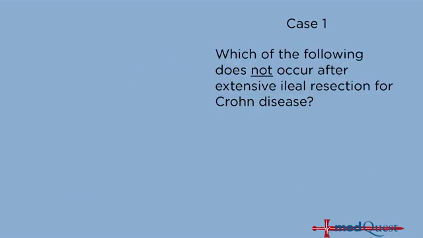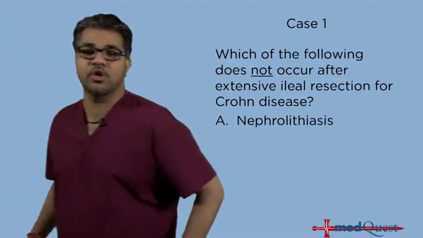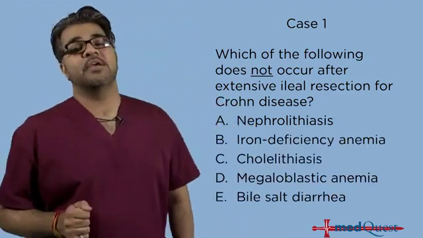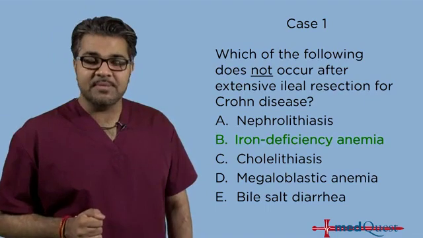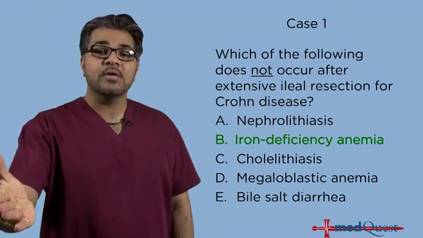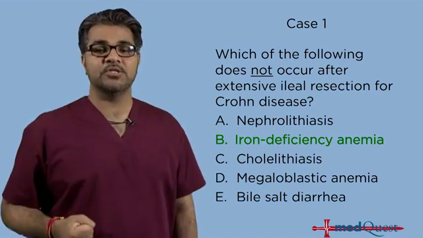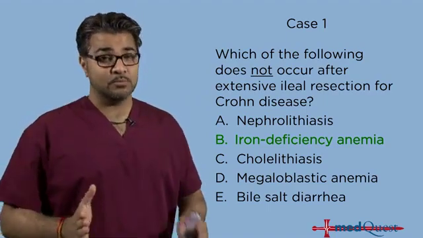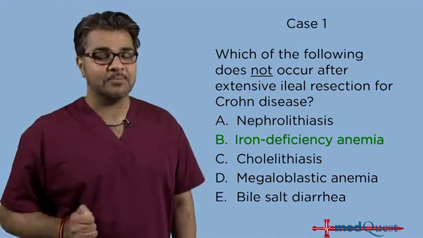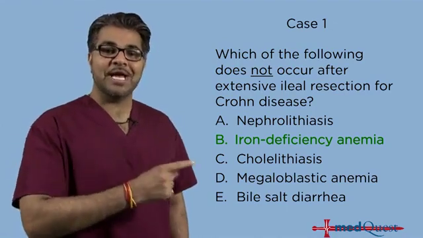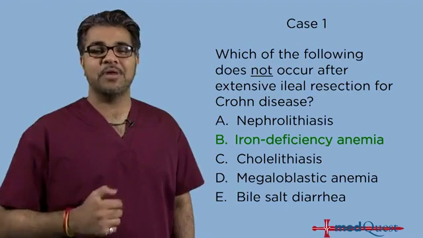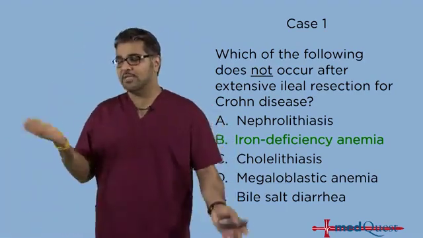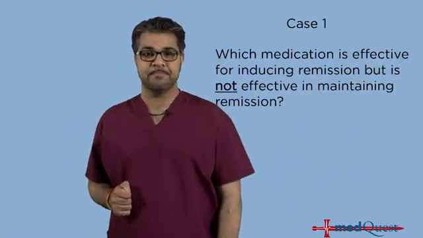Your next question is, which of the following does not occur after extensive ileal resection for Crohn's disease? And the answer there is iron deficiency anemia. Why? Because you absorb iron in your duodenum, and this is an ileal resection. Nephrolithiasis will occur because you're going to develop calcium oxalate stones from small bowel short gut syndrome and malabsorption. Same thing will occur with cholelithiasis, B12 deficiency, and bile salt diarrhea. It's all from malabsorption. But iron is absorbed in the duodenum, therefore you will not develop iron deficiency anemia.